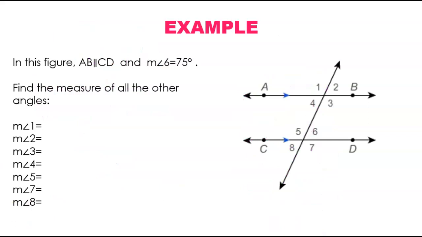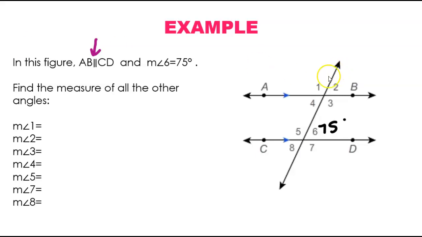Okay, so it says in this figure, line AB and CD are parallel. Remember, that's what that notation is right there. It means parallel, okay? It says the measure of angle 6 is 75 degrees. So angle 6 is 75 degrees, okay? So find the measures of all the other angles.